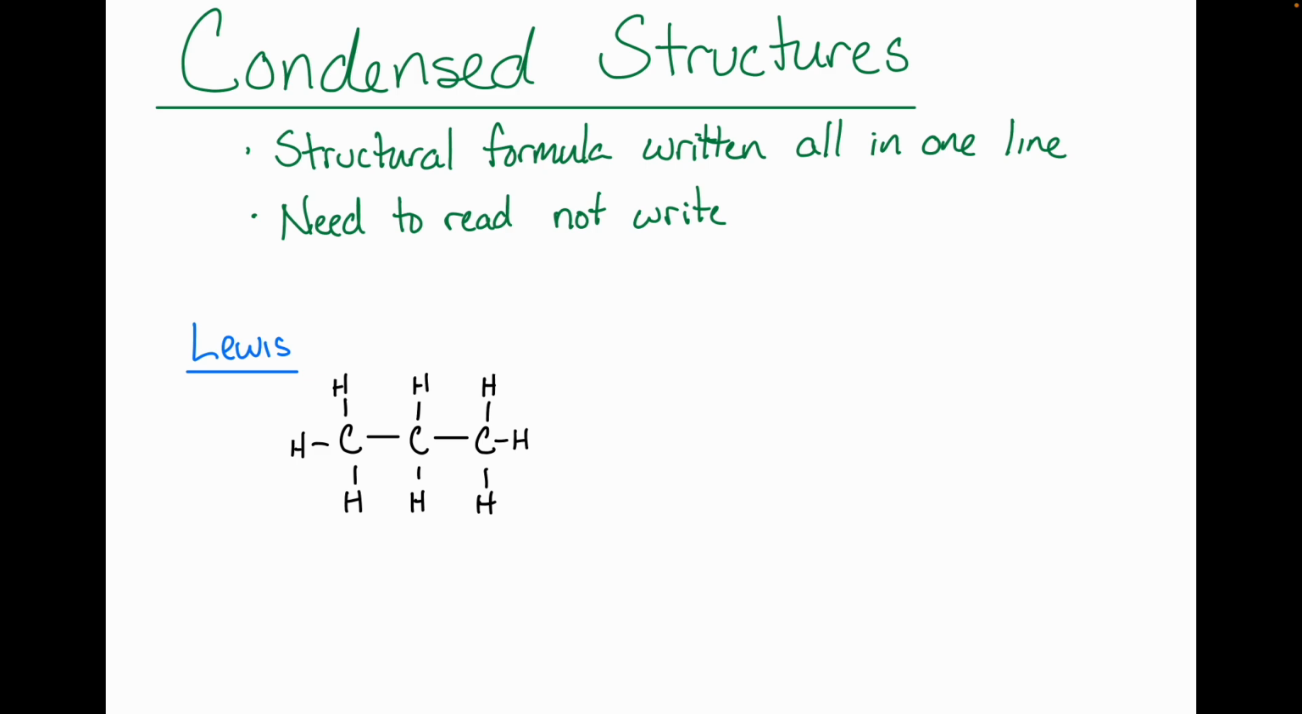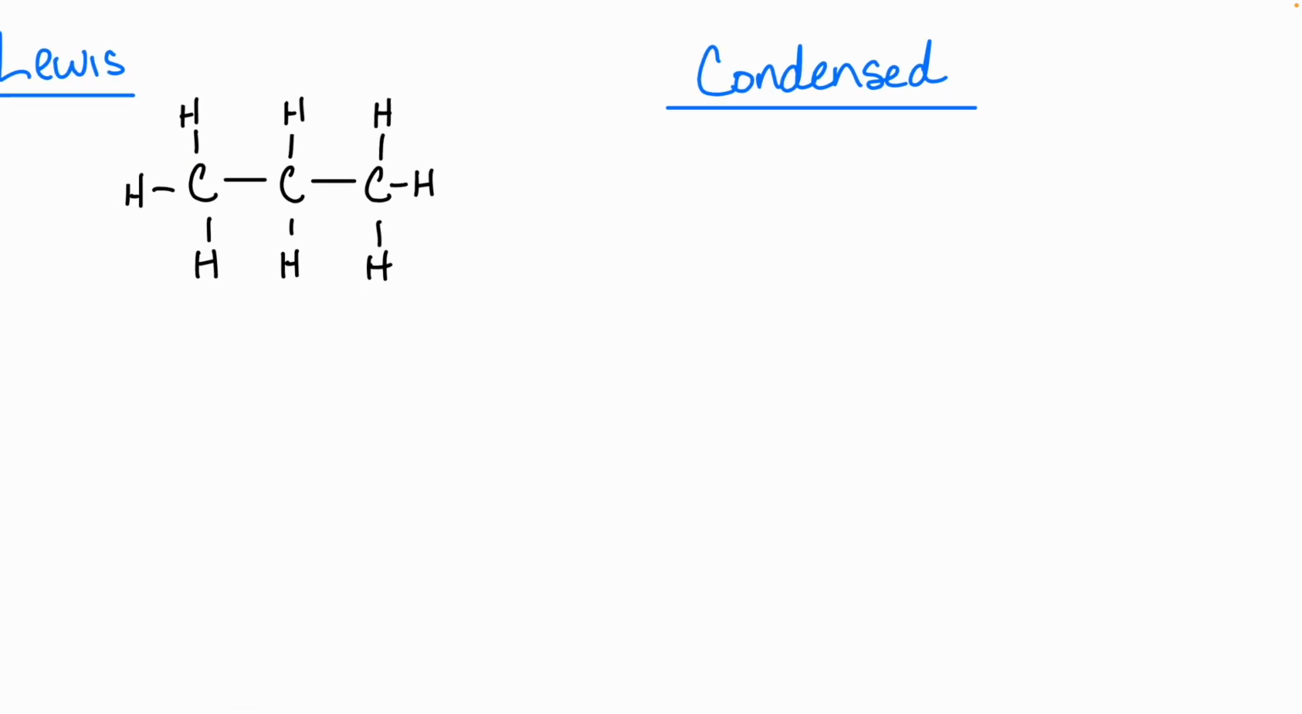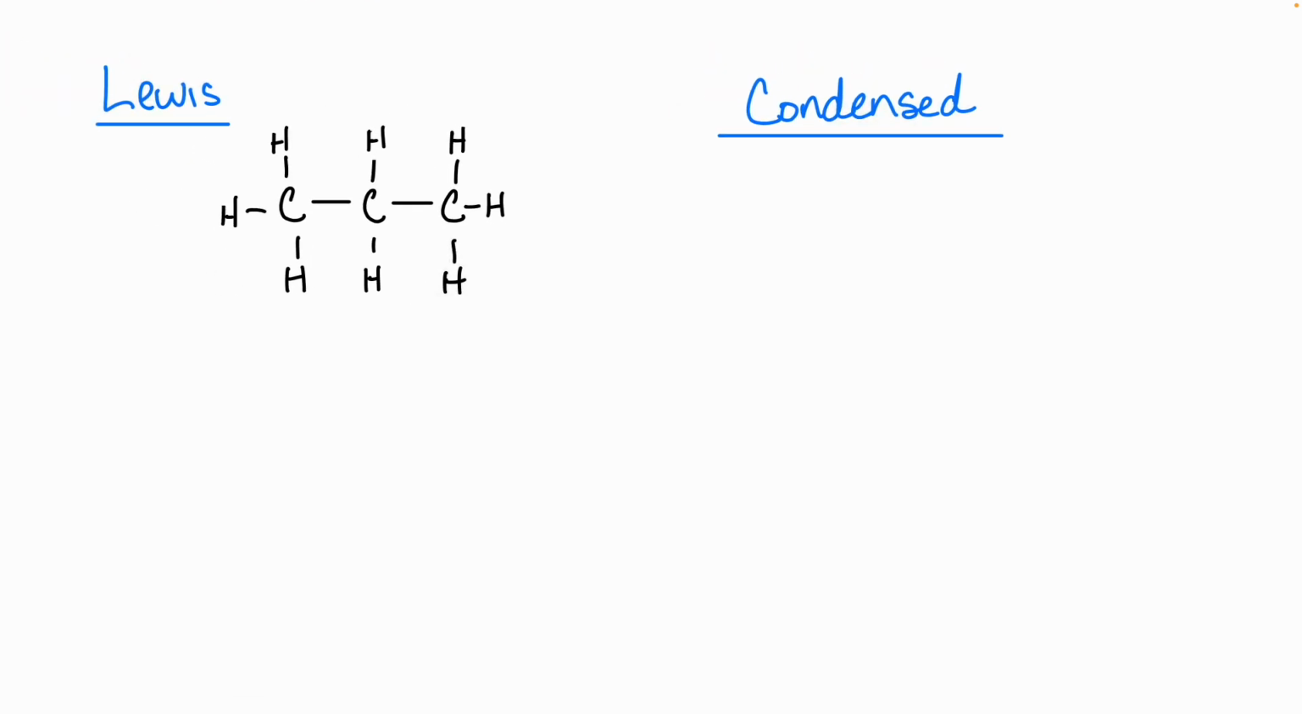Okay. If I'm going to do my condensed structure, you're going to list each carbon atom followed by what it's bound to. All right, so this first carbon atom is bound to 3 hydrogens, so CH3, and then you're just going to move on down the line in your structure.